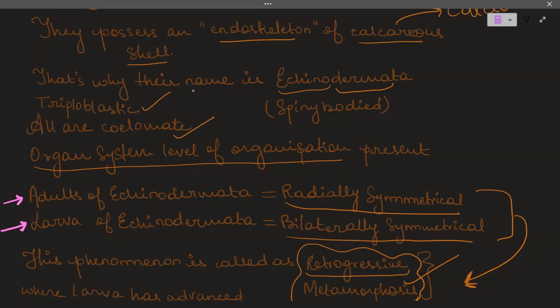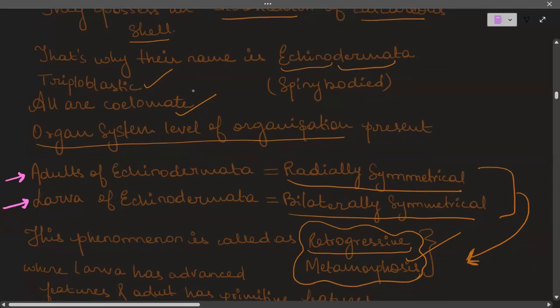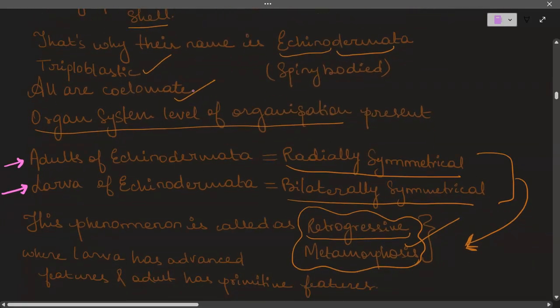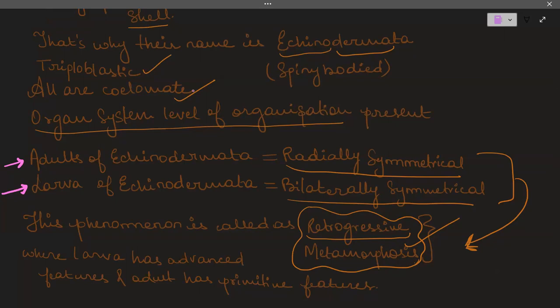Bilateral symmetry is advanced and very good. Radial is primitive. Very good. Exactly. The bilateral symmetry is the advanced feature. Now, here do you see a very weird trend, that the adults are radially symmetrical, meaning they have a primitive character, but the larva is bilaterally symmetrical. So in the larva, the advanced character is there, but in the adult, there is a primitive character.